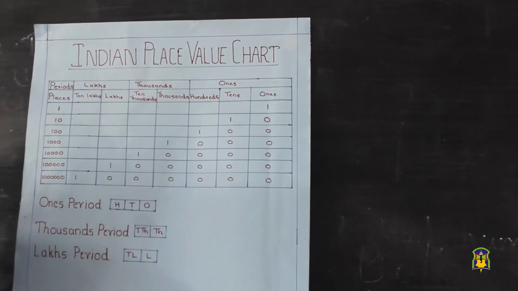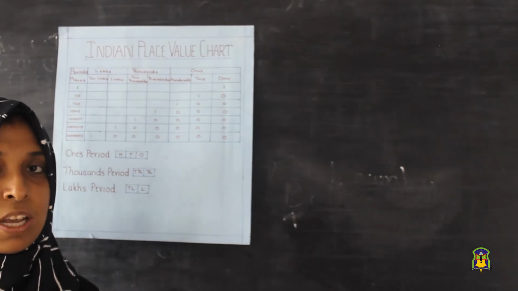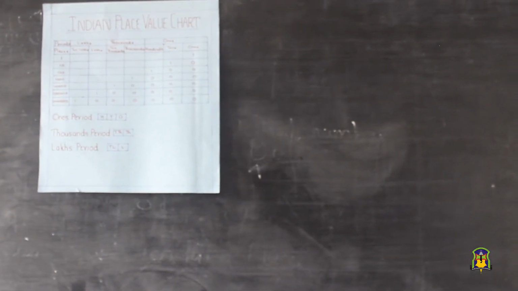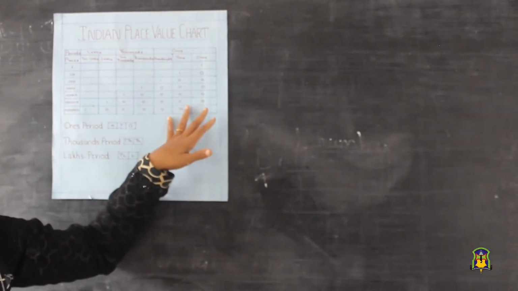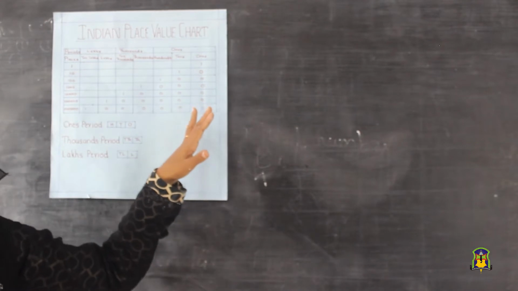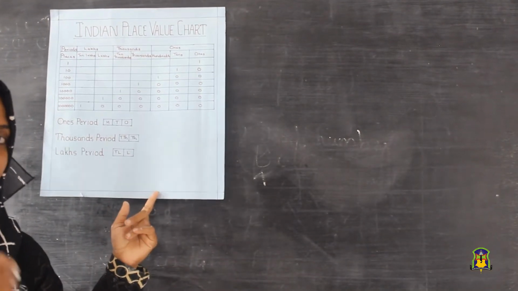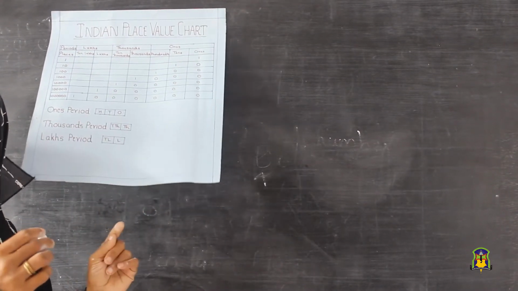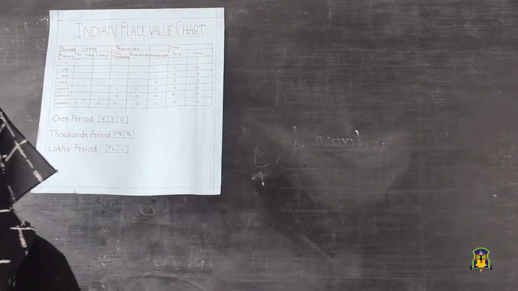Okay children, let's do some examples, then the concept will be more clear to you. While writing the number name, we put a comma after each period. For separating each period, we put commas. Okay, let's see in the example.